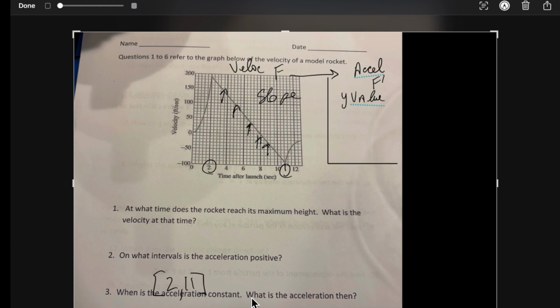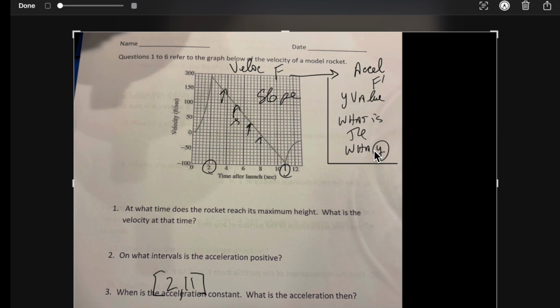Now, part 2 of the question is, what is the acceleration? Okay, if they're asking us what is the acceleration, they're asking us what is the y value of the acceleration. What is the acceleration? This is time. Well, what is the acceleration? What is the y value is the same thing as saying what is the slope on the f graph.